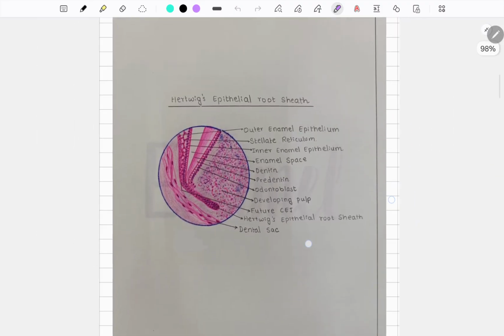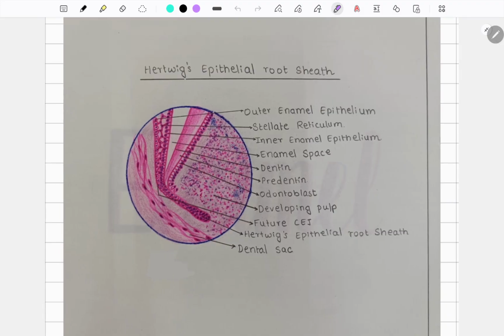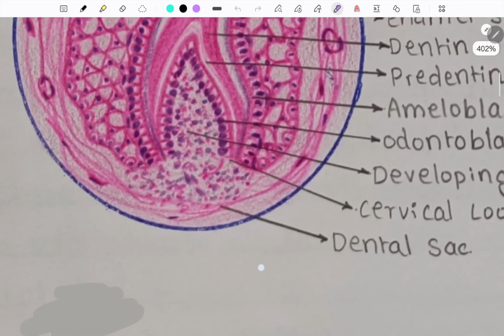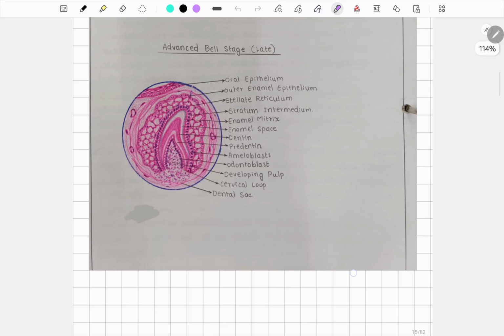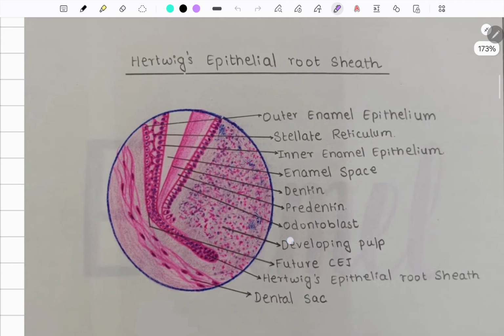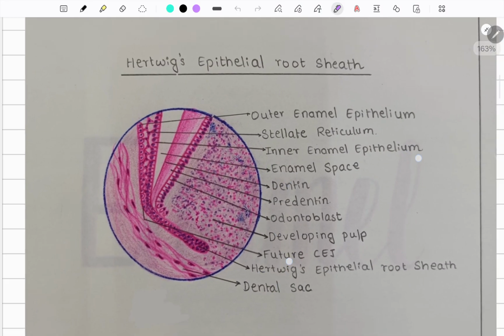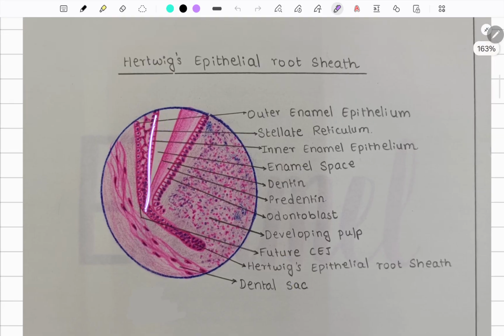Next, coming to Hertwig's epithelial root sheet. So this diagram is the zoomed version of this. So outer enamel epithelium will be there, cuboidal shape. Then there will be inner enamel epithelium over here, which will be columnar shape. Then there will be stellate reticulum present. Then there will be dentine, predentine, and odontoblast layer also present over here. Then this will be developing pulp area.